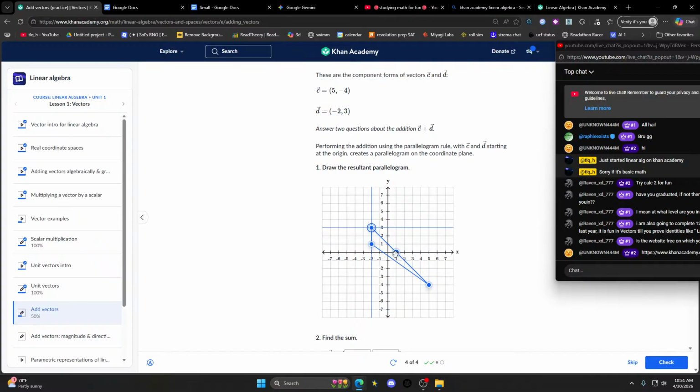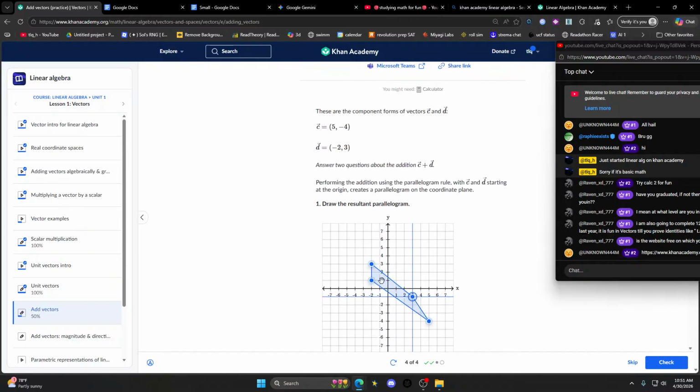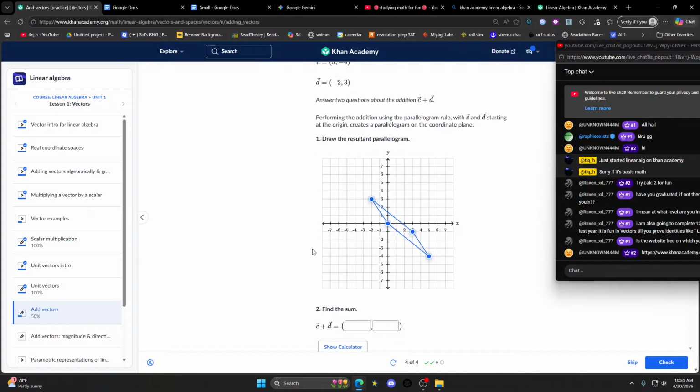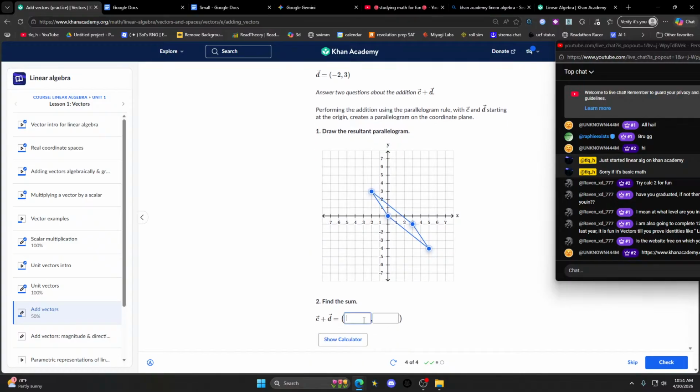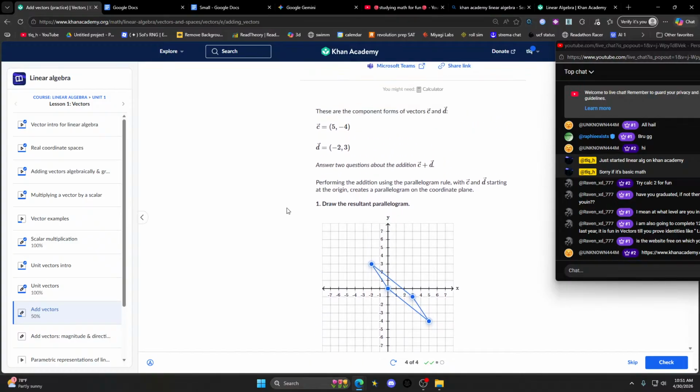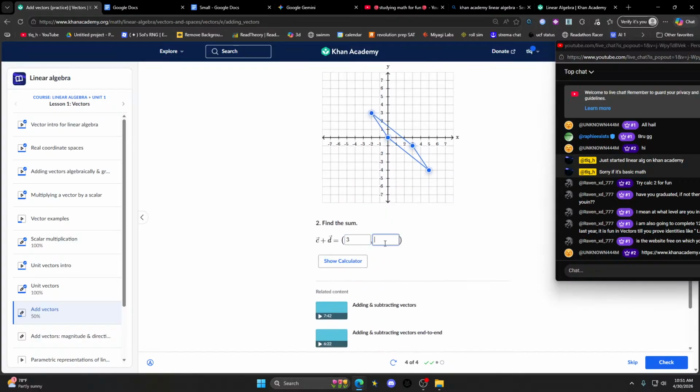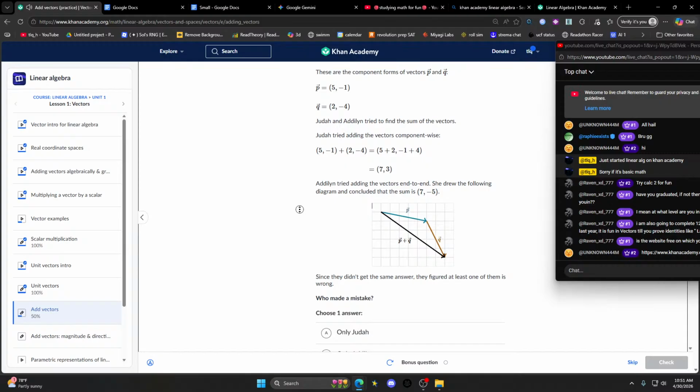Now we have to do them combined. So 3 by -1. 3 by -1. Wait, what? Is there something I'm doing wrong? Oh, wait, no. I'm an idiot. Okay. It's gonna be something like this then. Yeah, okay, and then what did I say it was? 3, -1, yeah.